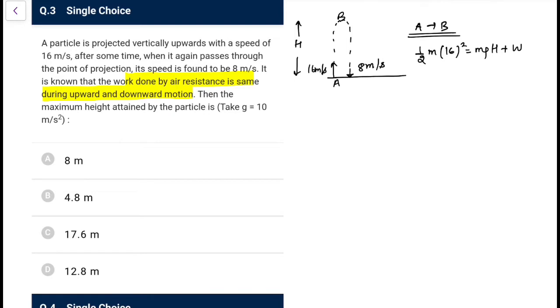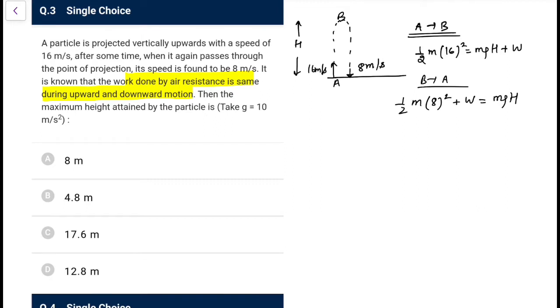Similarly, now from B to A again, finally what we have is kinetic energy half m into 8 square plus the energy dissipated, so it would be W plus half m 8 square, that would be equal to the initial potential energy, that would be mgh. So be very careful. In the first case, we have written mgh plus W because the kinetic energy initially was more. From B to A, the potential energy at B is more, the kinetic energy at A would be lesser, so the work would be added with that kinetic energy, or you can say subtracted from mgh.